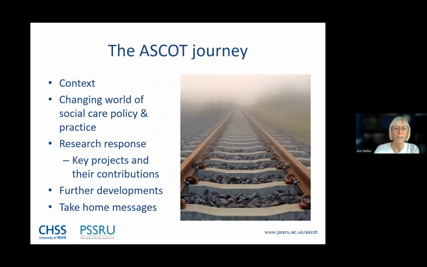Okay, so the context for the initial piece of work that was undertaken, I'll start with talking about, and then as we go through, talk about the changing world of social care policy and practice, and then look at the research response, both in terms of what was funded and what we did, the key projects and their contributions. And then I'll hand over to Anne-Marie, who'll talk about the further developments and take-home messages.